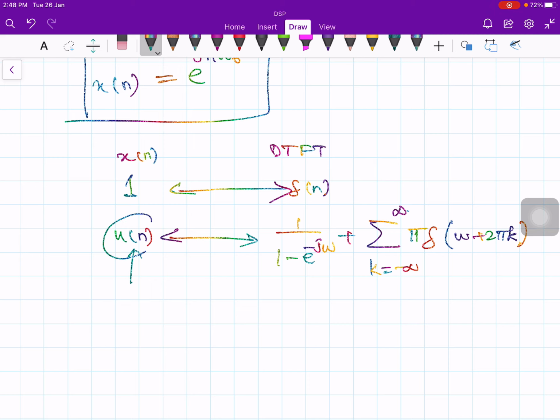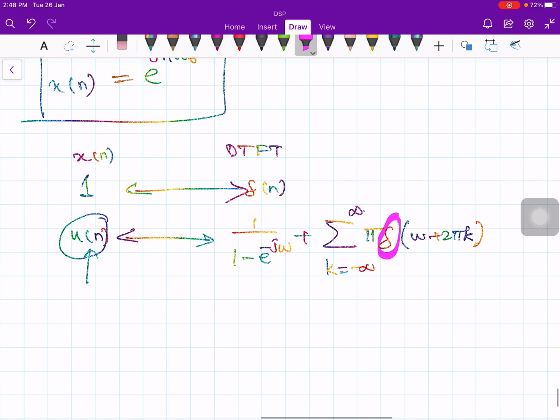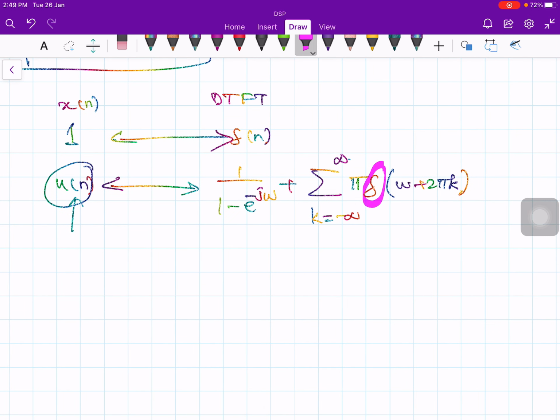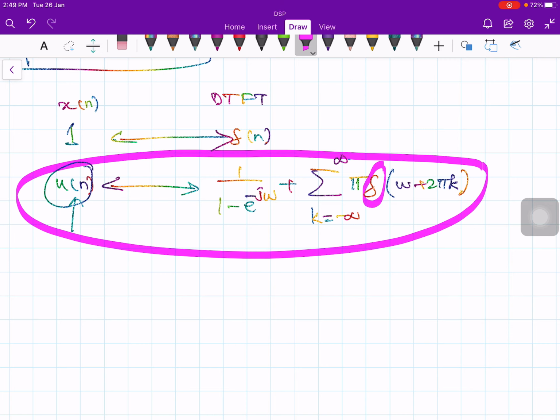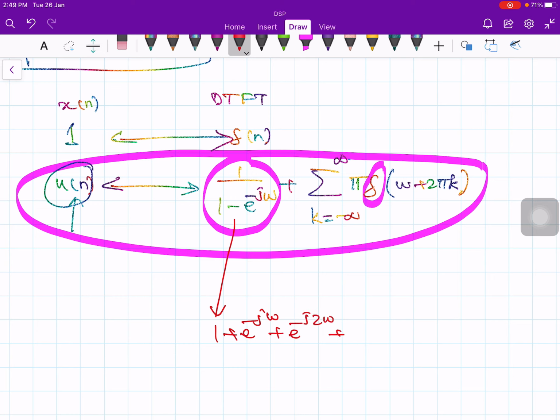As I said, u of n is neither absolutely summable nor square summable, and therefore we have to bring in the delta function. That is why the delta function is coming here. One way to understand this DTFT is that this portion takes care of the summation. This portion is nothing but 1 plus e to the minus j omega plus e to the minus j2 omega plus e to the minus j3 omega, and so on and so forth.